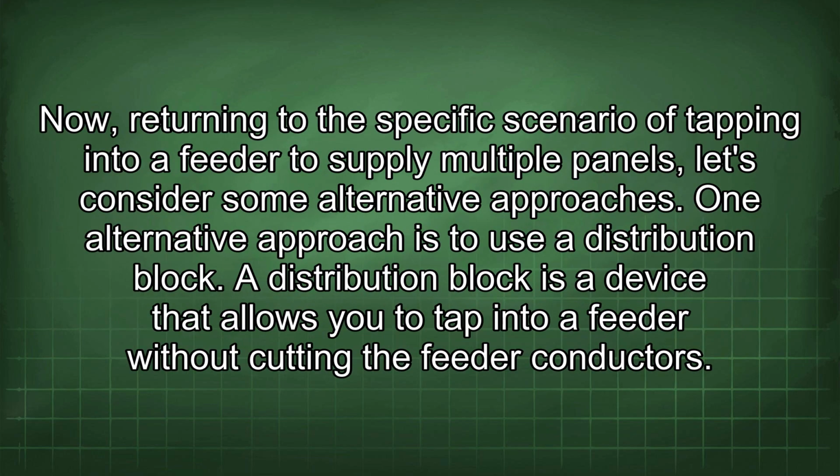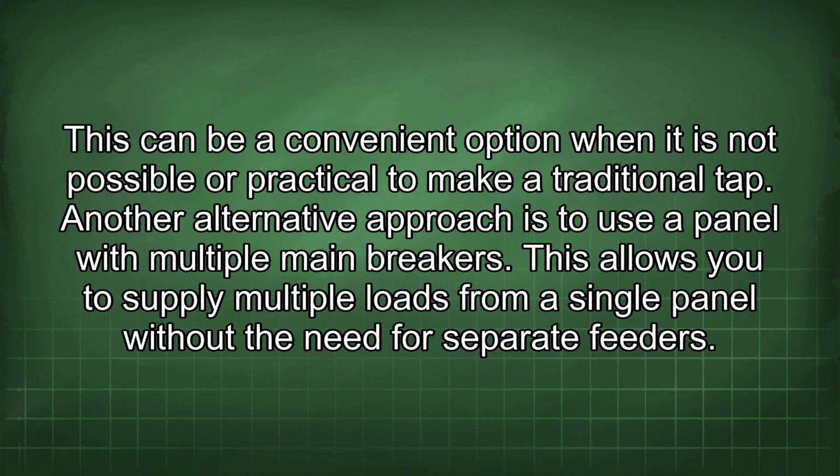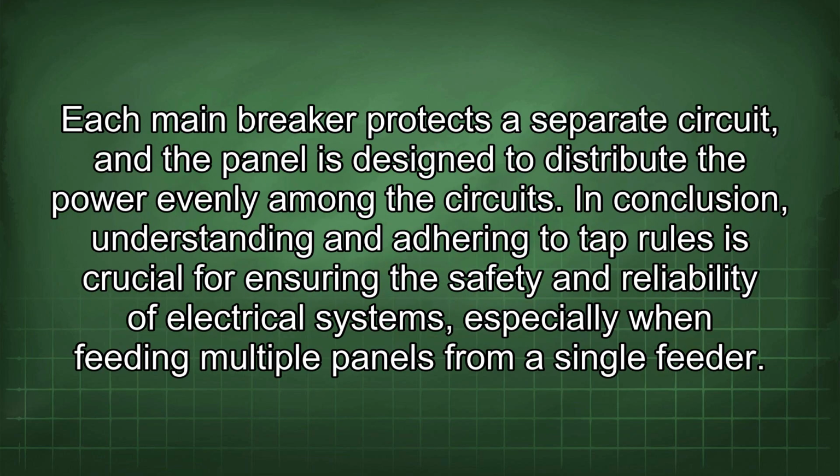Now, returning to the specific scenario of tapping into a feeder to supply multiple panels, let's consider some alternative approaches. One alternative approach is to use a distribution block. A distribution block is a device that allows you to tap into a feeder without cutting the feeder conductors. This can be a convenient option when it is not possible or practical to make a traditional tap. Another alternative approach is to use a panel with multiple main breakers. This allows you to supply multiple loads from a single panel without the need for separate feeders. Each main breaker protects a separate circuit, and the panel is designed to distribute the power evenly among the circuits.